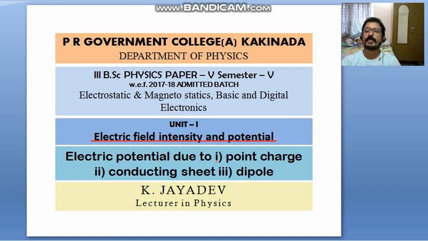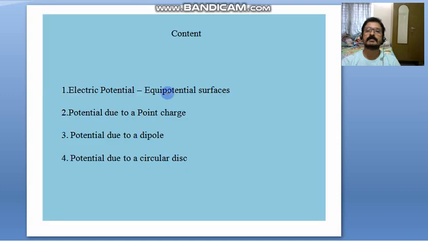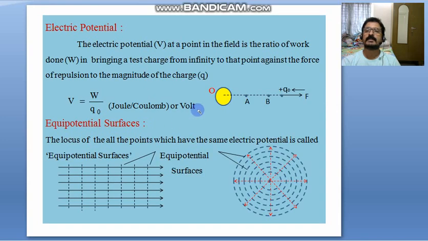Okay. So the content under this chapter is electric potential and equipotential surfaces, potential due to a point charge, potential due to a dipole, and potential due to a circular disk. So first of all, we have the definition of electric potential. What is electric potential?